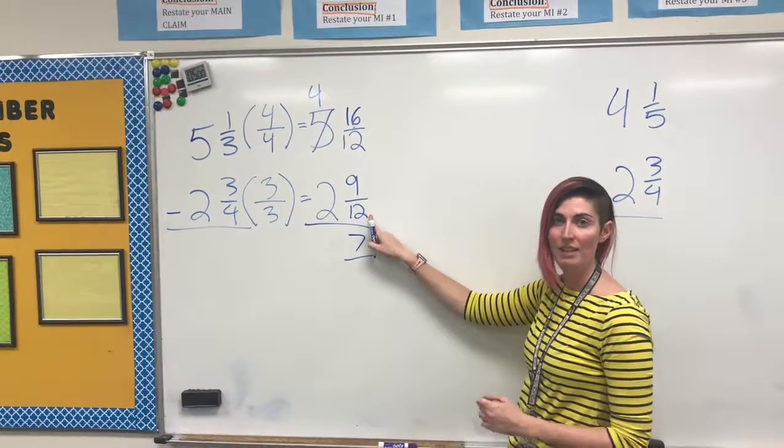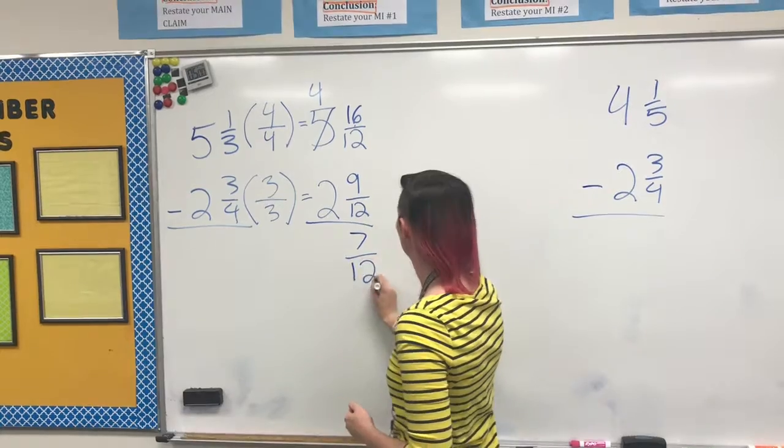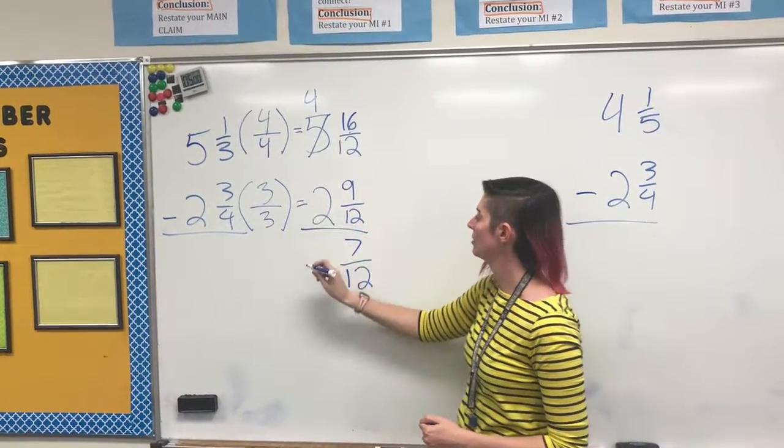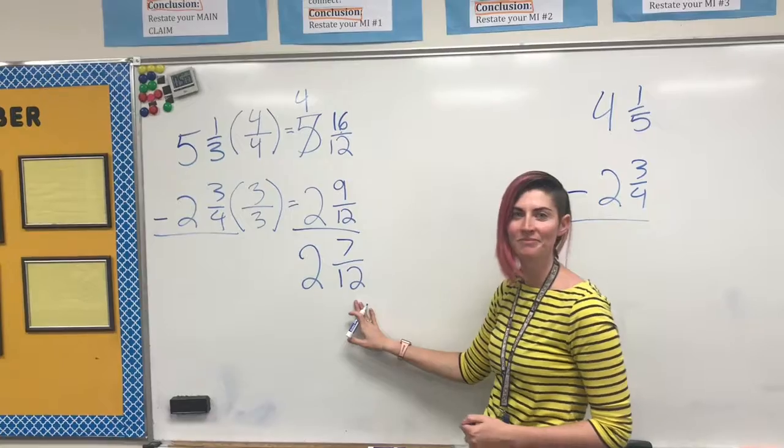Denominators, whenever we add or subtract, stay the same, so it's still 12. And then we go to our whole number. 4 minus 2 is 2.